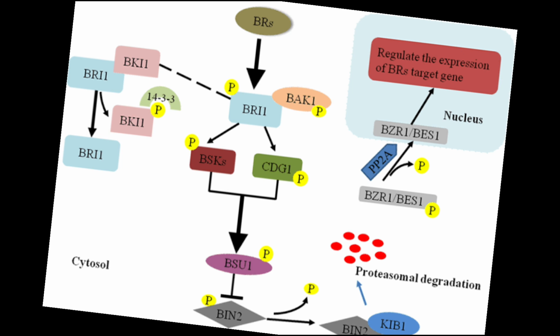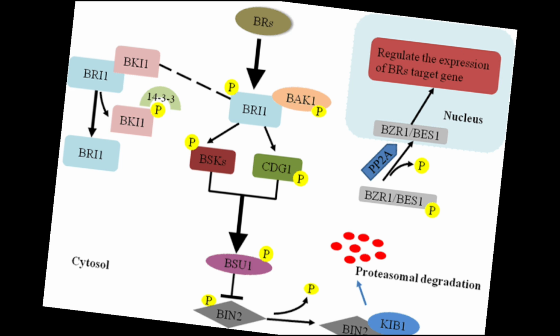So the next step in the brassinosteroid signaling pathway is BR binding to the receptor. So what happens? The BR molecule binds to the extracellular domain of BRI1, and it causes a conformational change, and this activates BRI1 and recruits the co-receptor BAK1.